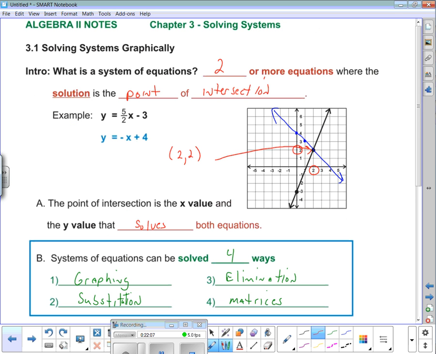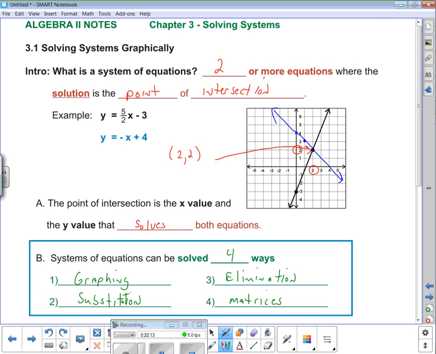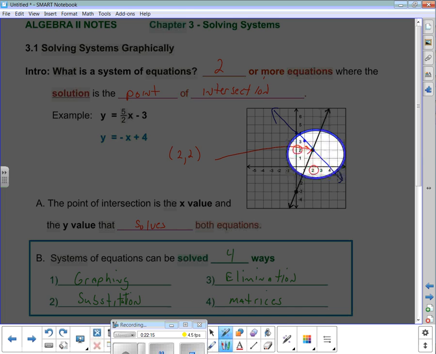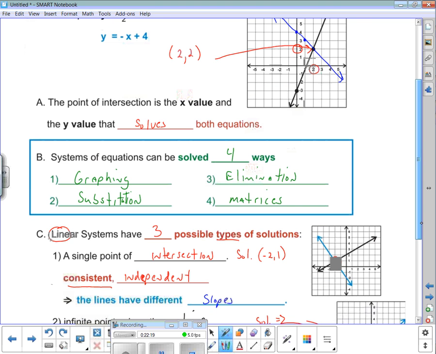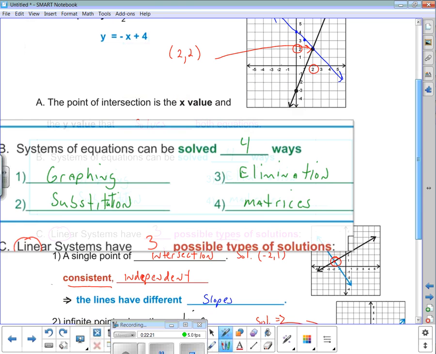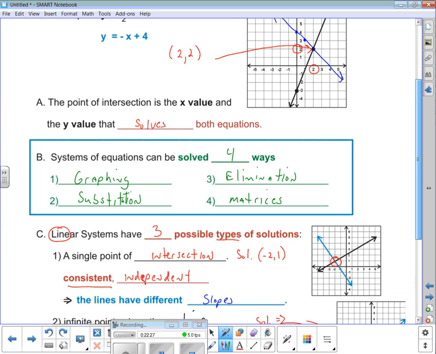All right, so remember, you're looking to solve systems. What is it? Two or more equations where the solution is the point of intersection. So remember, point of intersection, that is the key. There are 4 ways to solve, which is something you should memorize: graphing, substitution, elimination, and matrices.